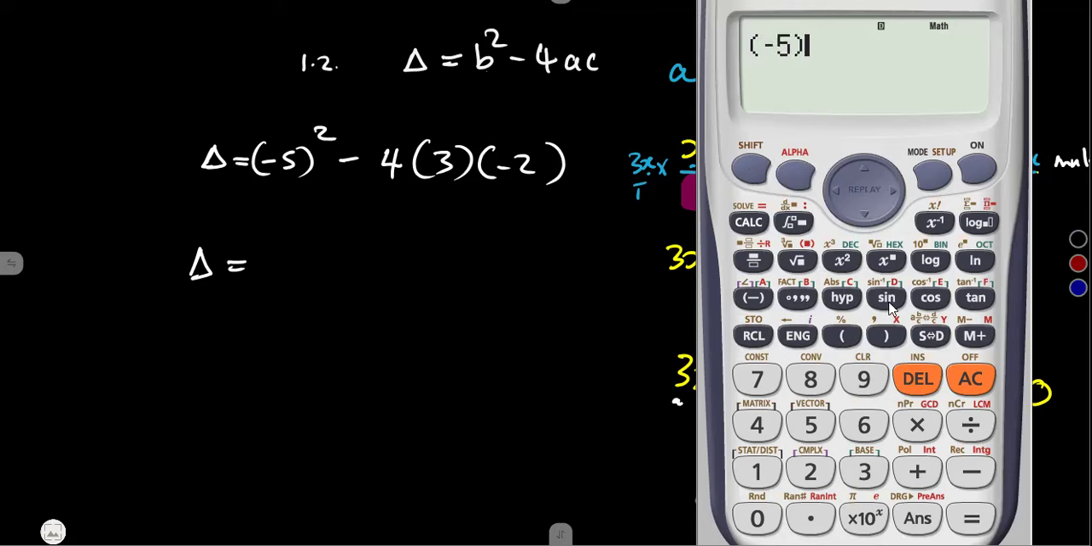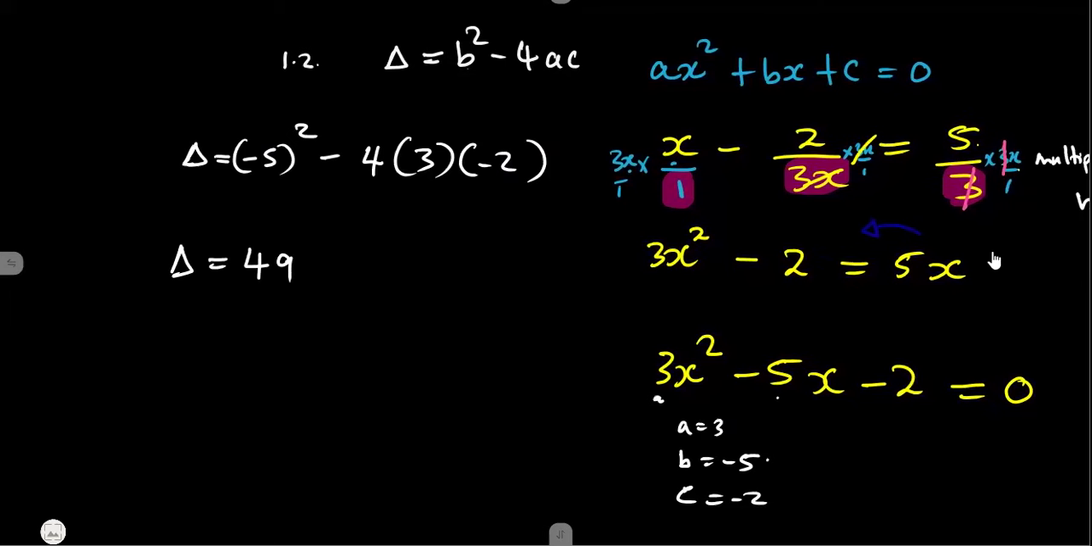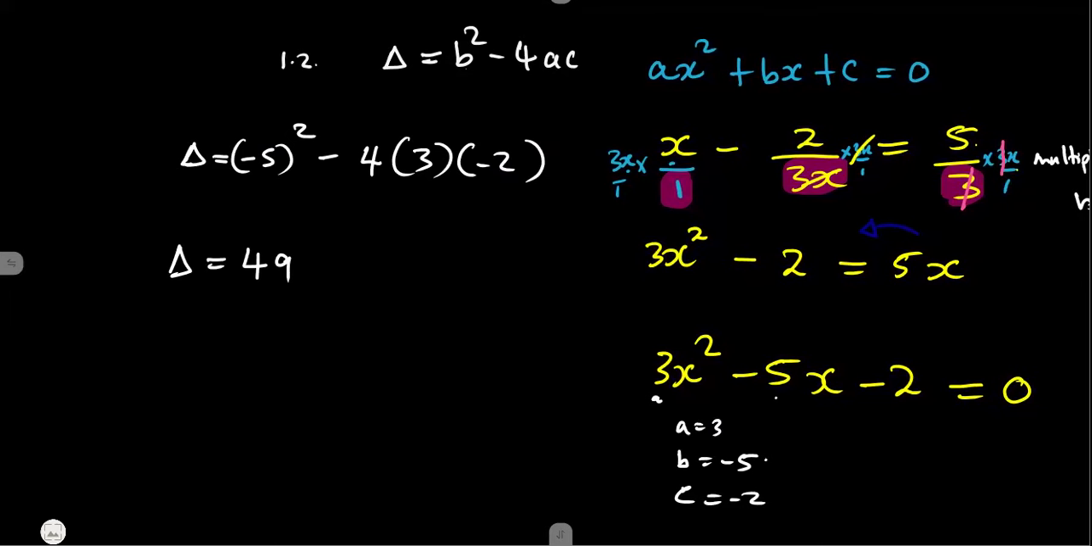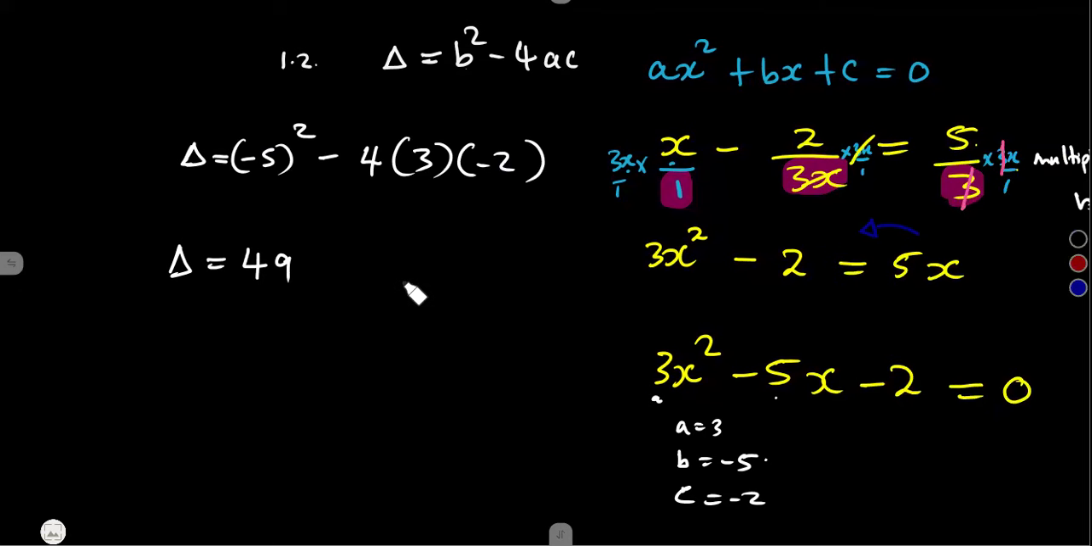Negative 5 squared minus 4 into 3 as it is, then open bracket, negative 2 as it is. So you're going to obtain positive 49. So this is what we have. So as we can see, our delta is 49. The question is, we are supposed to determine the nature. So let us look into this number. Remember your nature of roots, guys. We actually compare to 0.